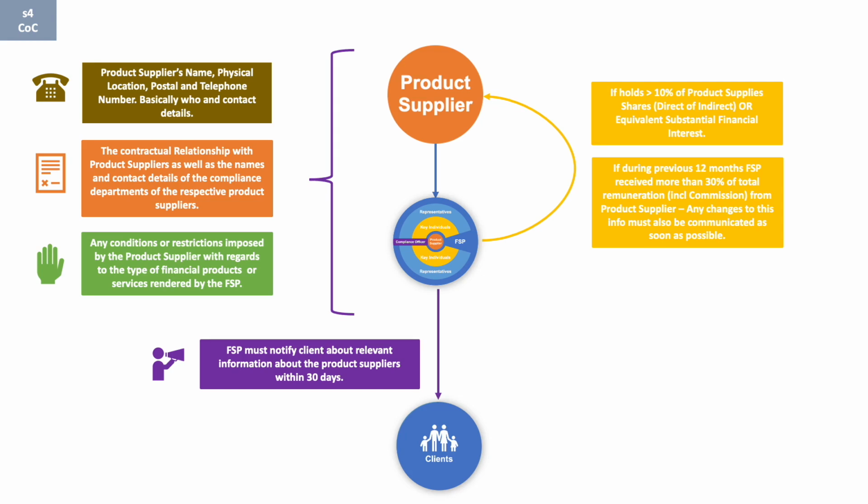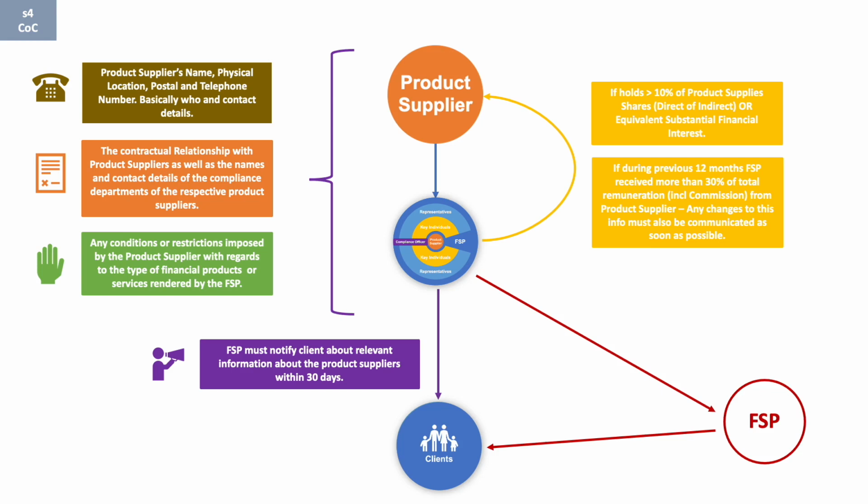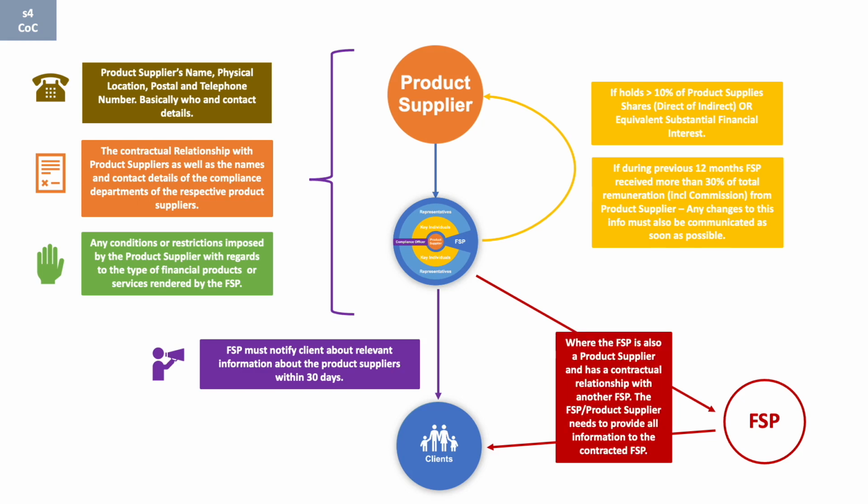Here is where things can get a bit complicated. Let's roleplay this. Now say we are an FSP as well as a product supplier. And as a product supplier, we also have other FSPs selling our products through some sort of contractual relationship and/or agreement. Then it only stands to reason that we as the product supplier would need to provide all the information we have talked about to this contracted FSP so they can communicate it to their client.